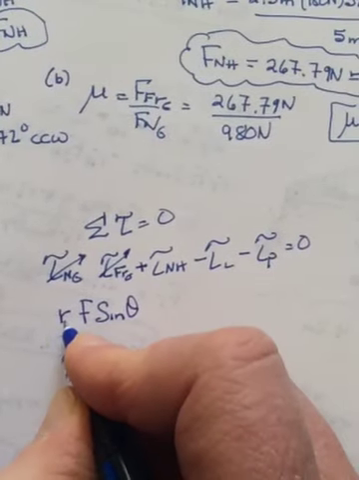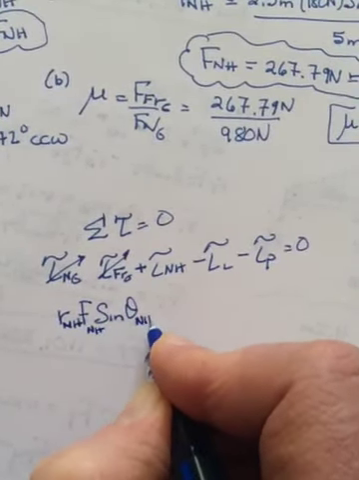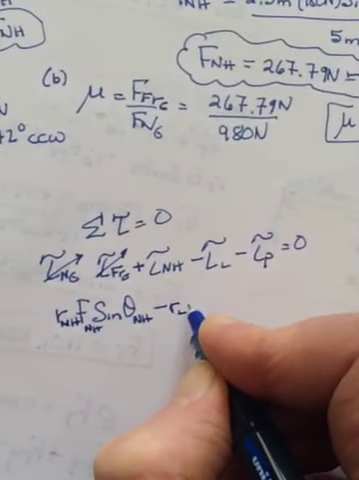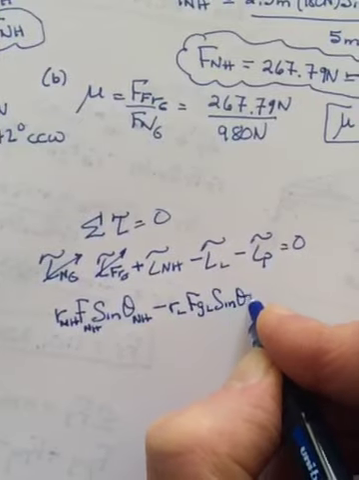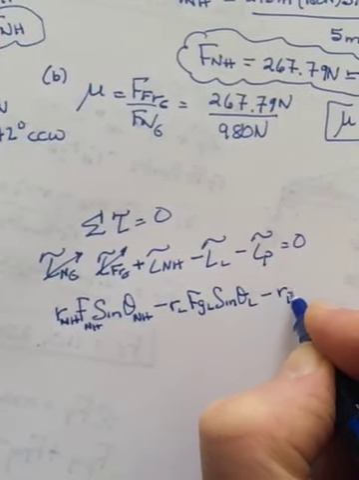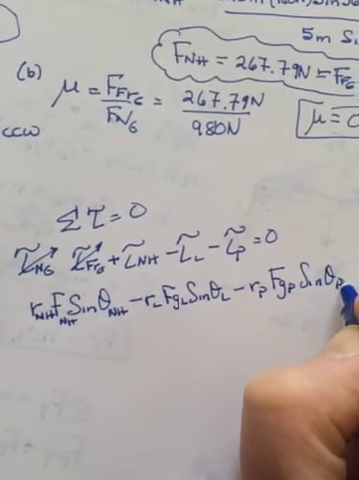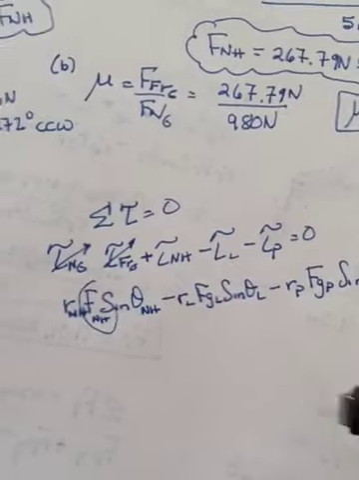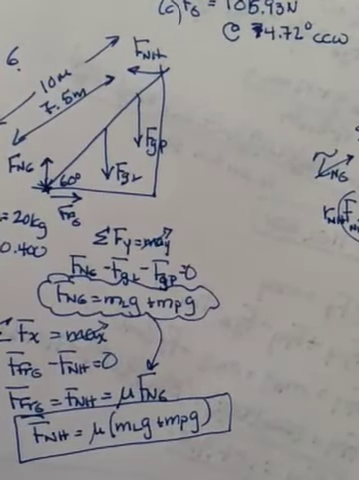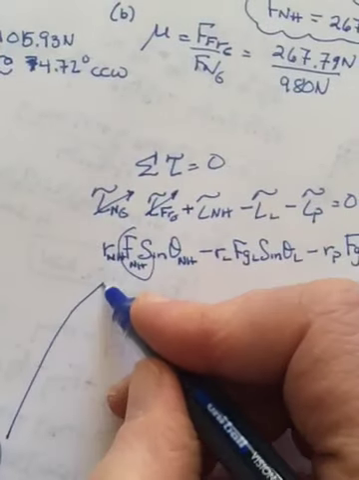And r is the distance from the pivot point to the f, and if that's 0, the whole thing is 0. So this is r normal of the house, f normal of the house, sine theta normal of the house, minus r of the ladder, fg of the ladder, sine theta of the ladder, minus r of the person, fg of the person, sine theta of the person equal to 0. So where this f normal of the house is, we're going to fill in our f normal from down there. We're going to bring it up.